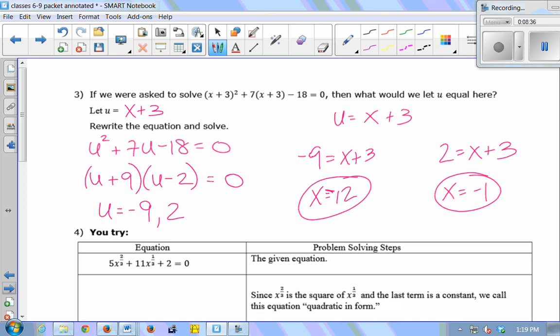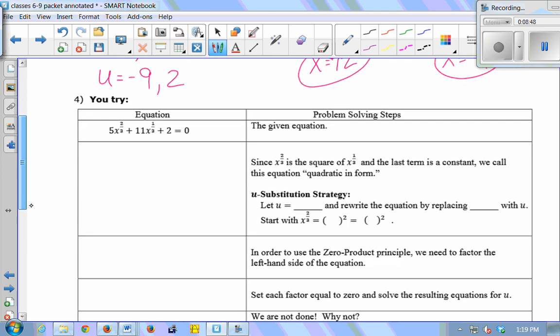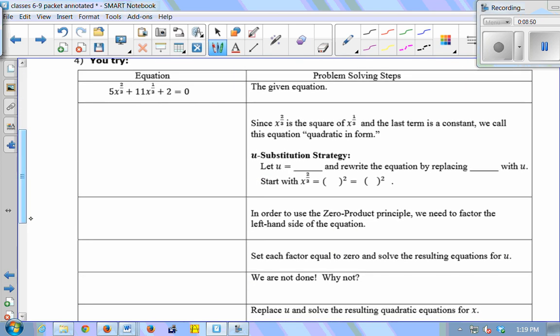How you doing so far? You ready to try one? No answer? Well, you're going to try one. So I am helping you. I've given you hints along the way, so you can go through and solve this one by making a u substitution. Work on it in your groups, and I'll come around.